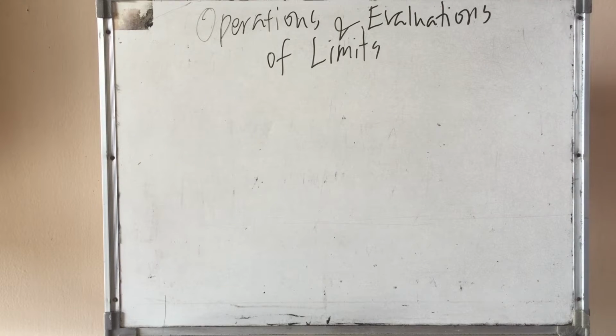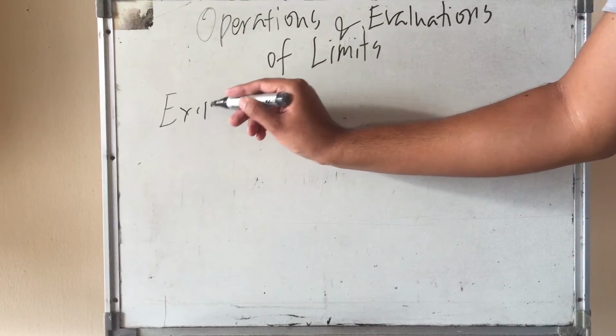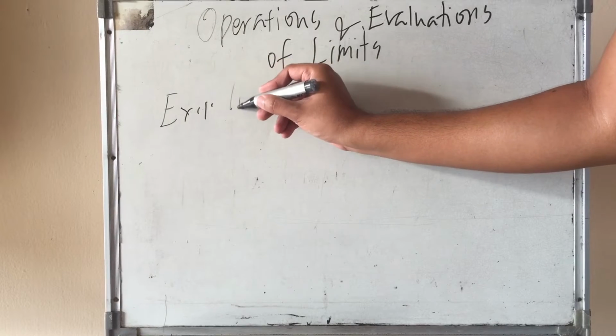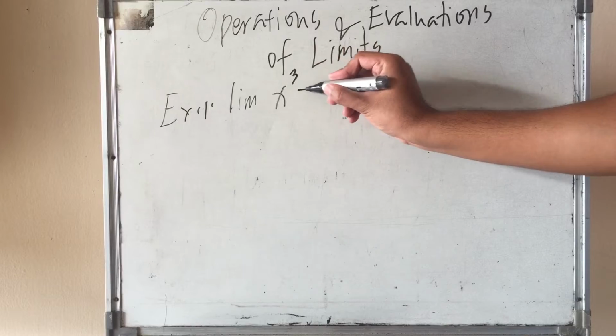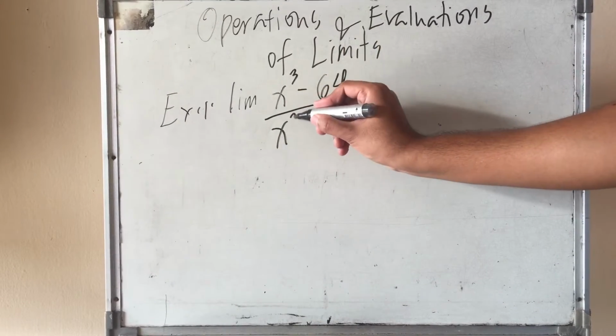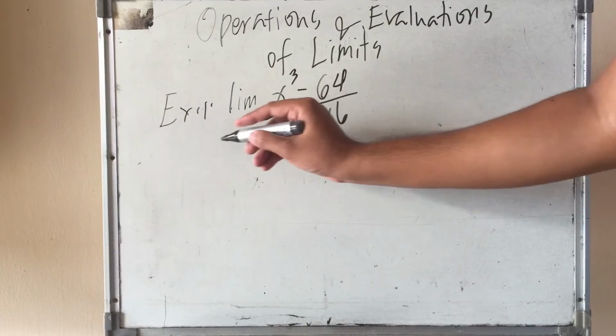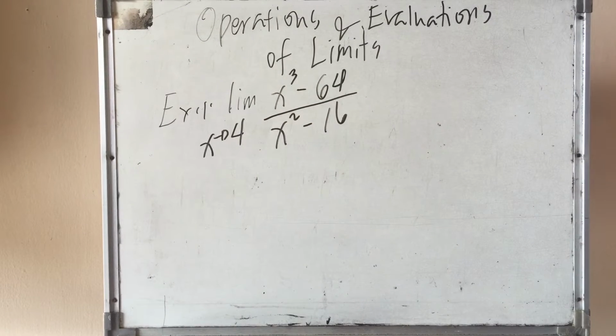So we have here operations and evaluations of limits. So example 1, we have the limit of x cubed minus 64 over x squared minus 16 as x approaches 4.